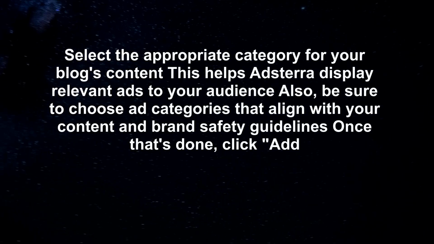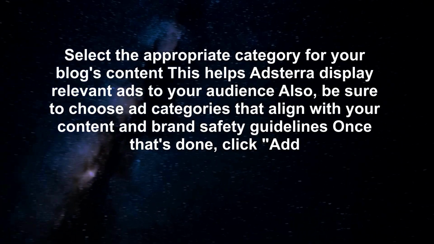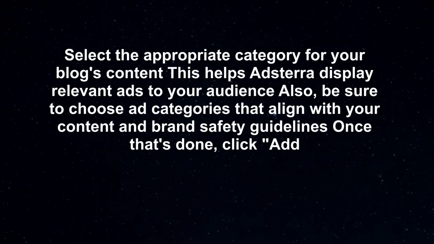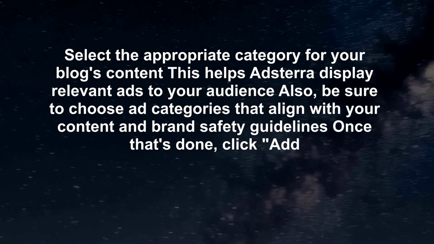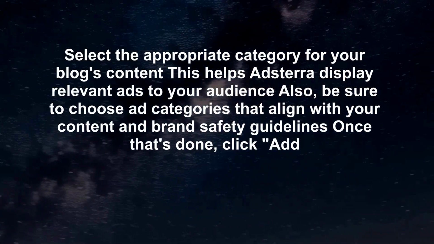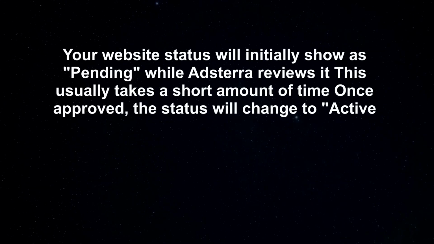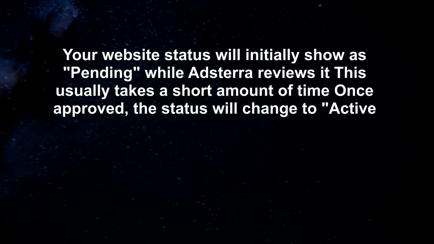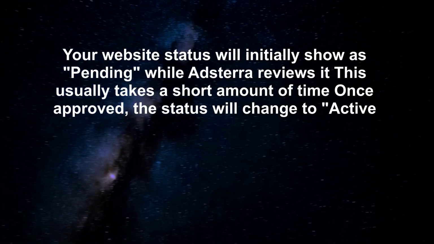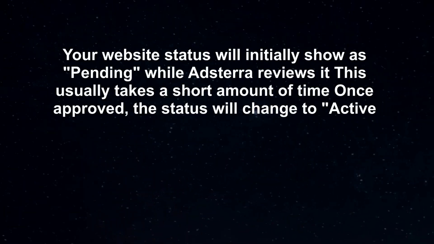Select the appropriate category for your blog's content. This helps Adsterra display relevant ads to your audience. Also, be sure to choose ad categories that align with your content and brand safety guidelines. Once that's done, click Add. Your website status will initially show as pending while Adsterra reviews it. This usually takes a short amount of time. Once approved, the status will change to active.